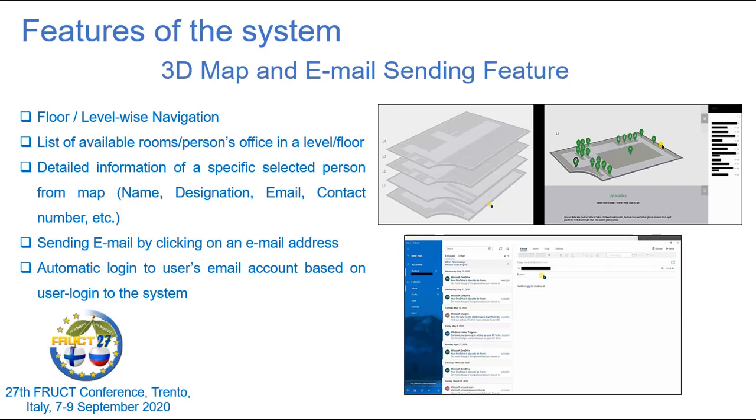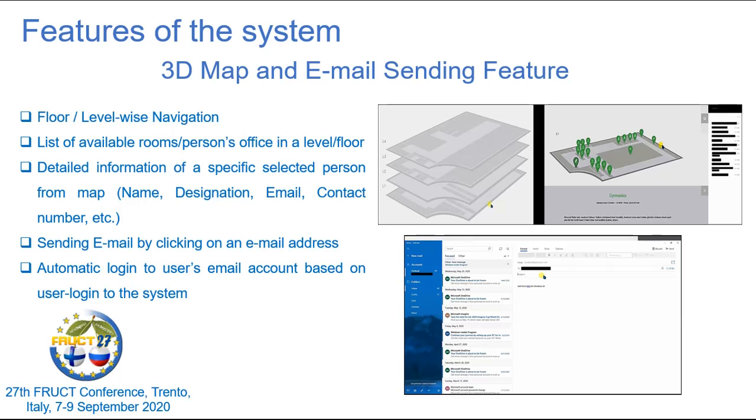One of the most exclusive features developed for the system was the 3D map and email sending feature. The 3D map enables the user to navigate the building floor-wise. In each floor, the list of available persons' offices are displayed. If the user selects any person or office's name from the list or clicks on any of the icons on the map, the person's detailed information will be shown at the lower portion of the map containing the name, designation, email address, contact number, and other information as well.